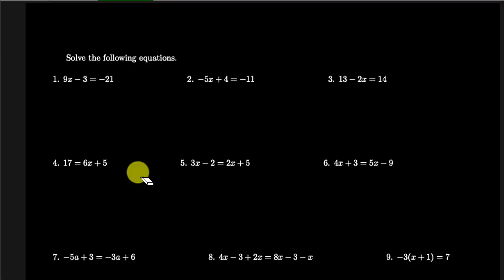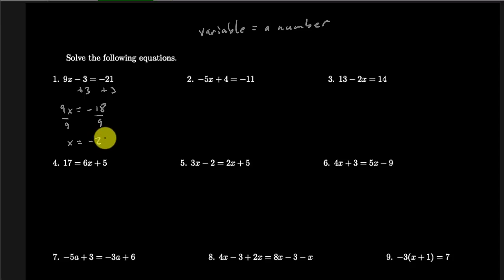All right. So let's look at number 1. When we solve a linear equation, we want to get the variable on one side and the number on the other. You want to get it in this form: a variable equals a number. All right, so here we're going to add 3 to both sides, so we get 9x is equal to negative 18, and then we're going to divide both sides by 9, and so we get x is equal to negative 2. And yes, they get more difficult as we go.